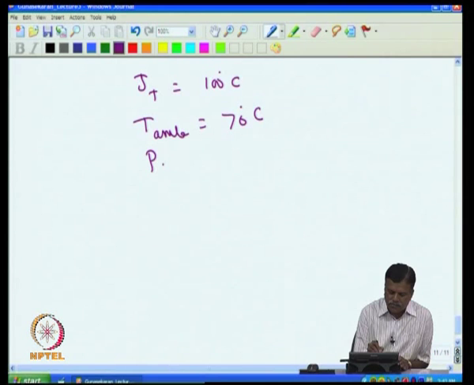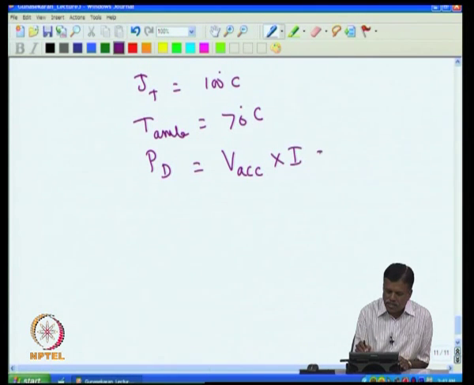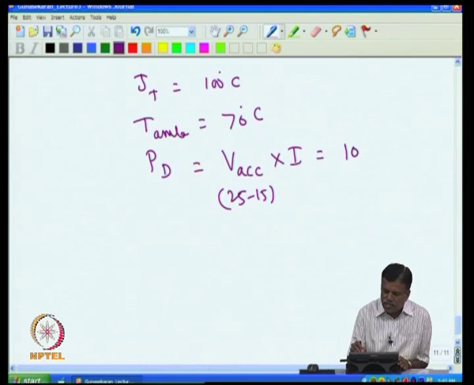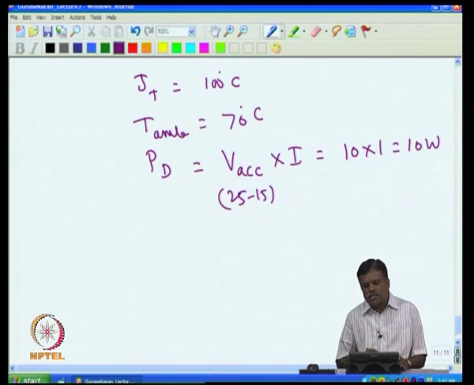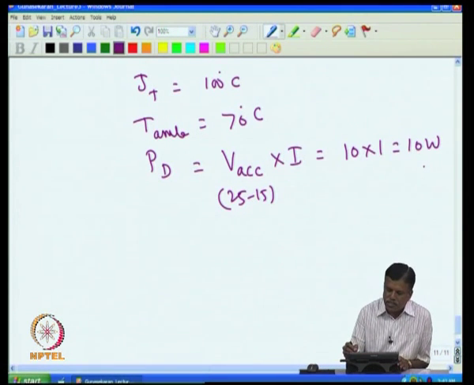Power dissipation is the voltage across the device, the voltage across the series pass transistor, times the current. So, in this case if the input is 25 and my output is 15, 25 minus 15 is 10, and if it is 1 ampere current, then it is 10 watts. So, I decide on the power dissipation, which we have taken as 10 watts.